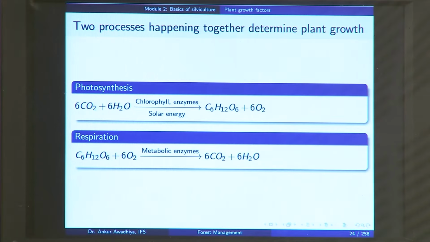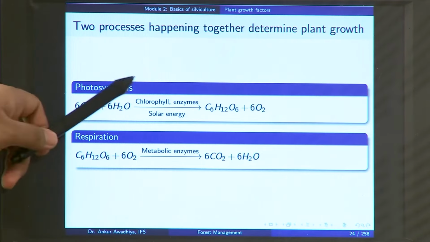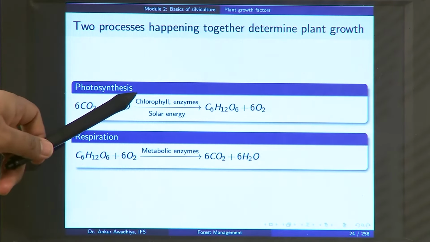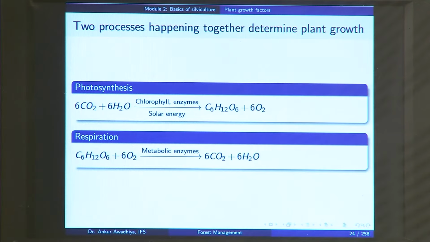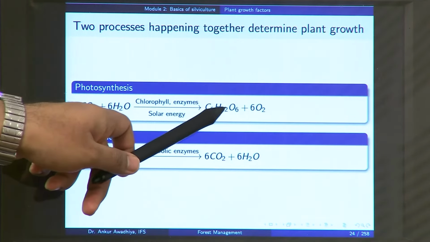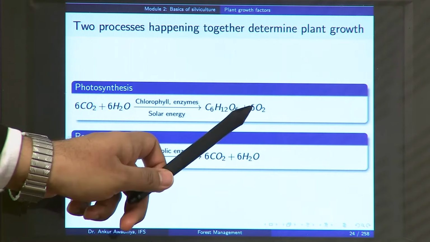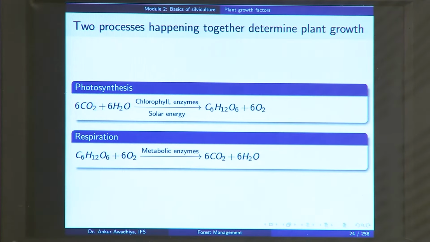Now, photosynthesis, as we know, is the process in which the plants use sunlight to make their own food. Photo is light, synthesis is to create. So, plants are using light to create something, and in this case the creation of food. So, here we have 6 CO2, that is 6 molecules of carbon dioxide, together with 6 molecules of water in the presence of chlorophyll, other enzymes and sunlight will give you C6H12O6, which is the sugar glucose, plus they also release 6 molecules of oxygen.